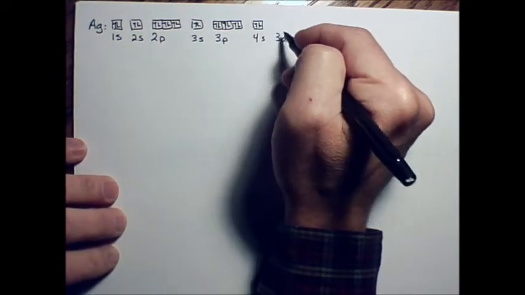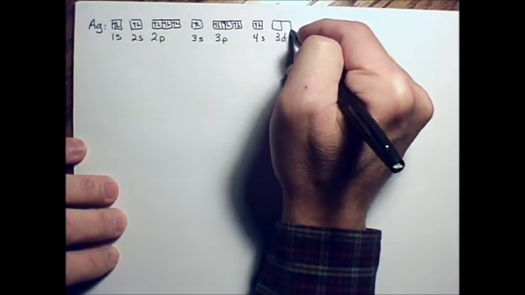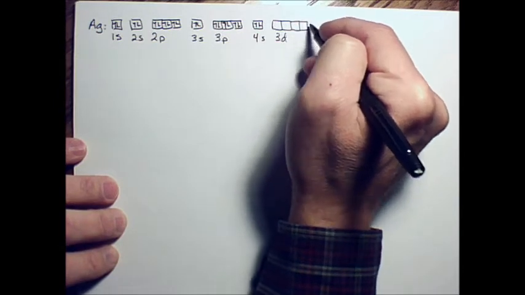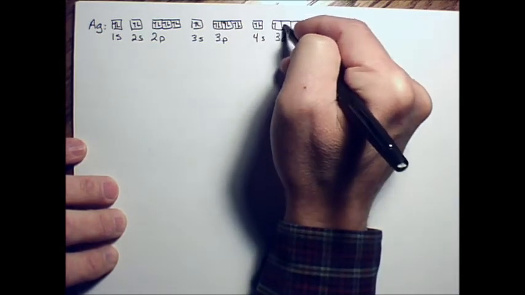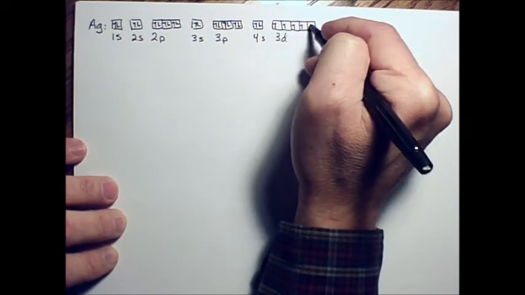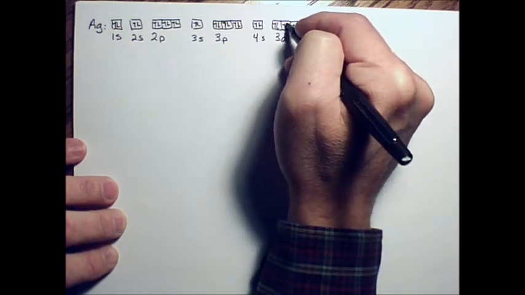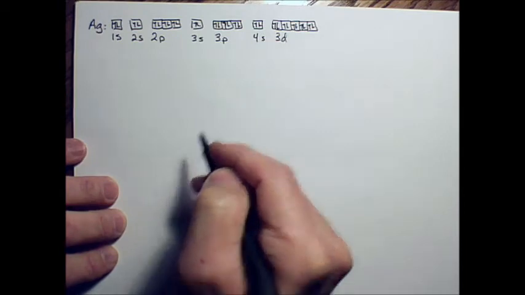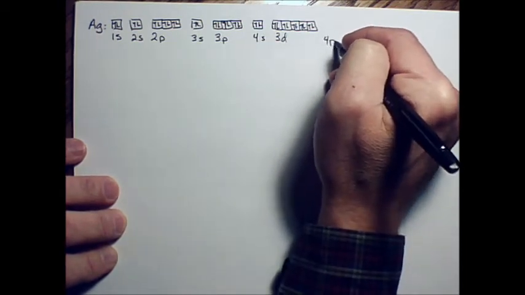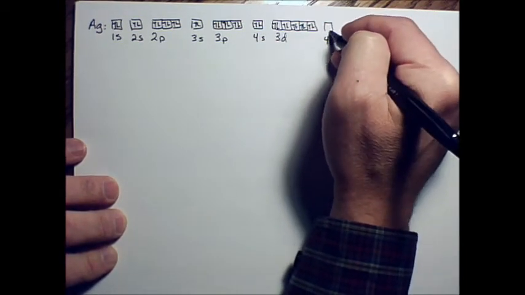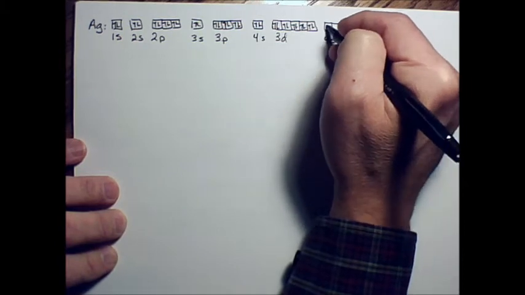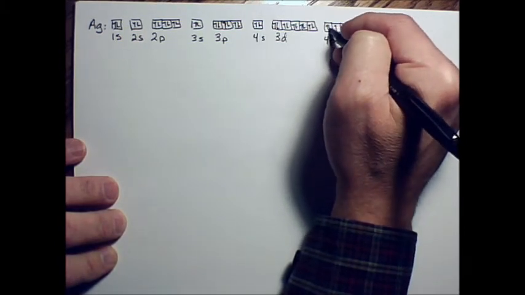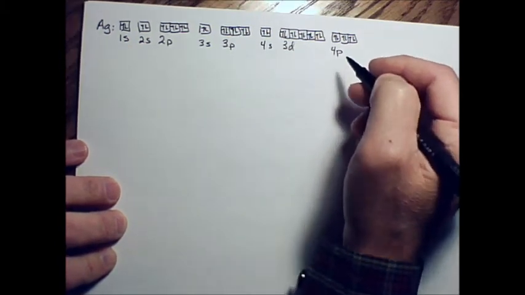And those are going to be completely full, so that's 3d. 1, 2, 3, 4, 5 boxes, filling up the boxes according to the school bus rule, 1 in each seat or 1 arrow in each box, and come back pairing them up. Okay, and there's 3d. Then 4p. 3 boxes there. 1, 2, 3, 4, 5, 6 electrons.